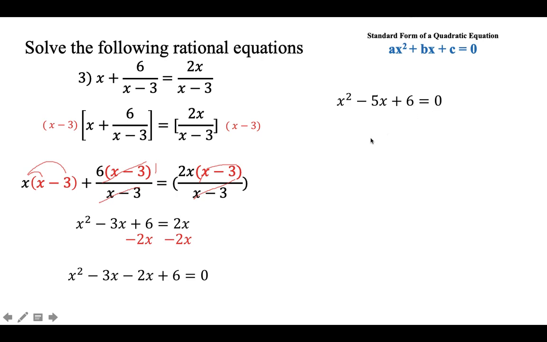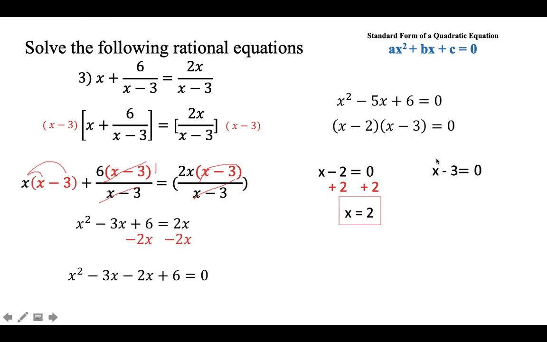Then for our final step, factor them. So the factors are quantity x minus 2 times quantity x minus 3. Then write down equals 0. Then equate each of these factors to 0. So x minus 2 is equal to 0. Add 2 to both sides so that x is left alone. Then 0 plus 2 is 2.